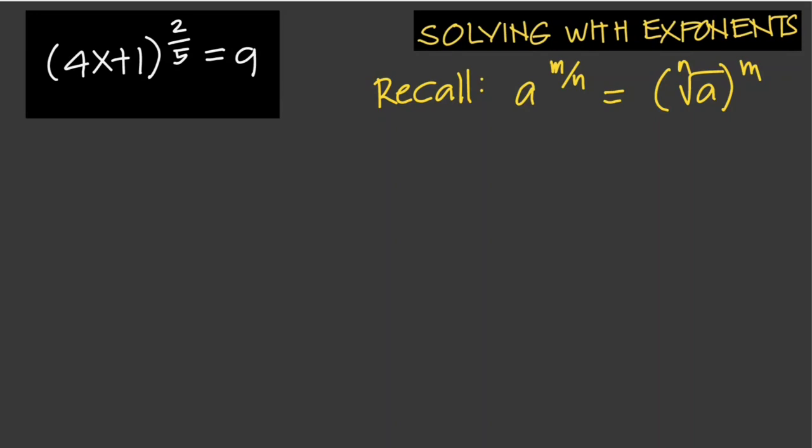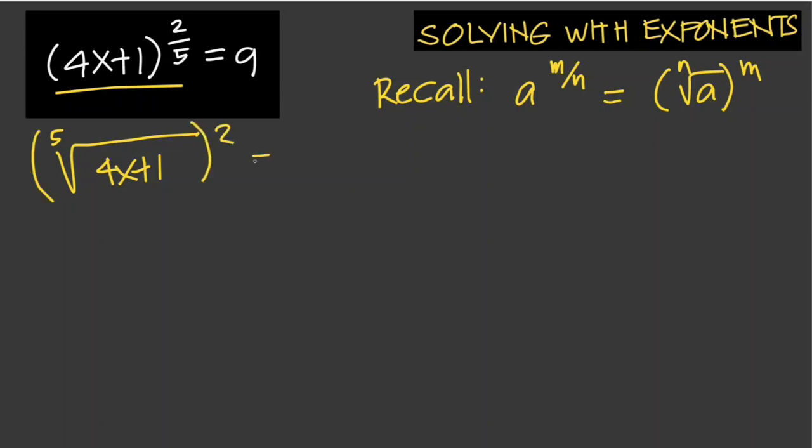So let's try solving this. We're given here 4x plus 1 raised to the power of 2/5 equals 9. So let's rewrite this radical expression first. This is just equal to the fifth root of 4x plus 1, squared, equals 9.